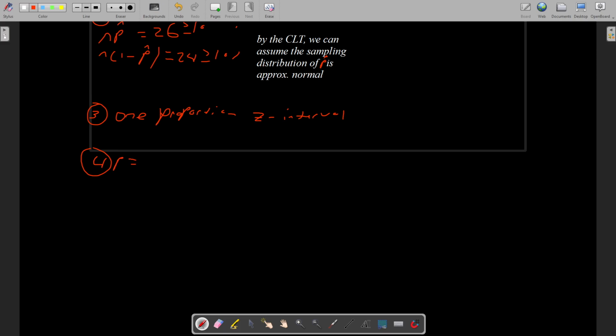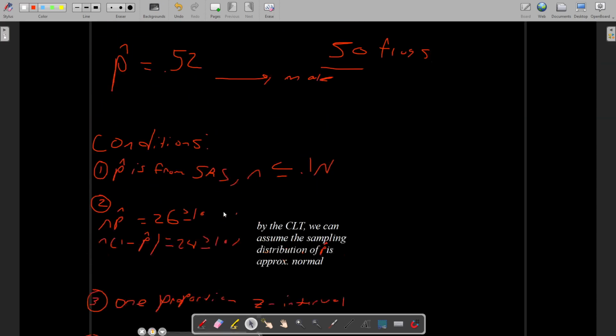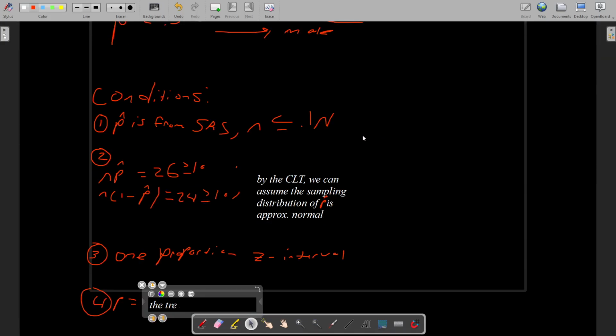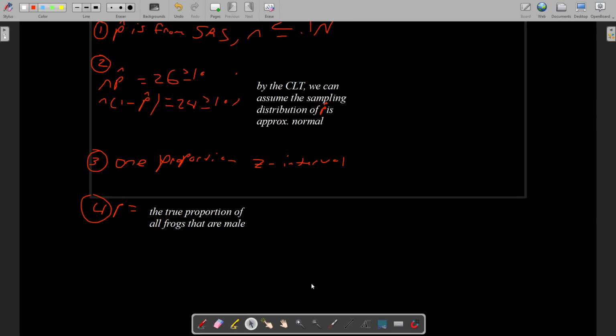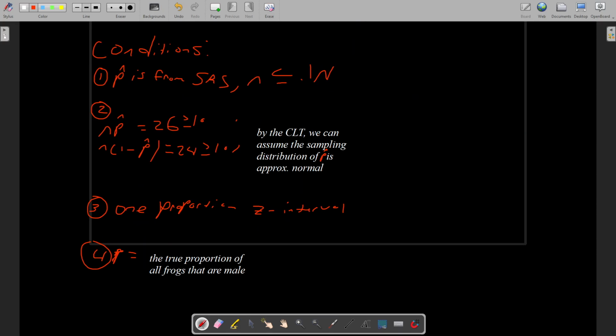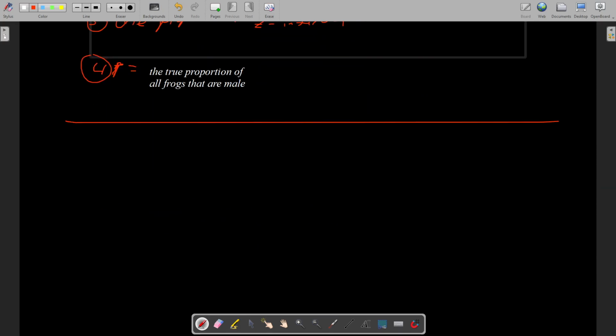So for p, we get this. We can say the same thing as last test, right? So the true proportion of frogs that are male. All frogs that are male. So p, remember, is just the population proportion. So the true proportion of all the frogs in the world or wherever we're looking that are male. So we have our conditions now. And now we need to go to testing.